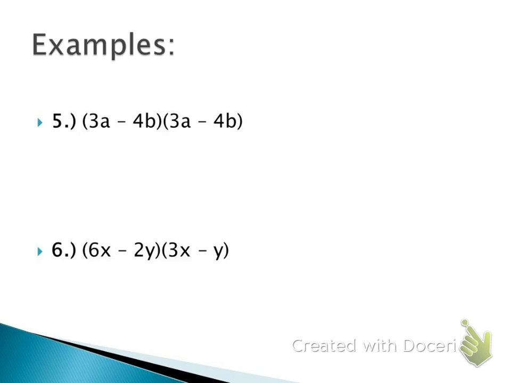Our process doesn't change, so I still need the first term from the first binomial. Jamal, what is it? 3a, very good. I have to multiply that to the second binomial. Kion, what's the second binomial? 3a minus 4b, wonderful. Then I need the second term from the front. Ellie, what is it? Very good. Keep that sign with it. Negative 4b multiplied by the second binomial. Delaney?